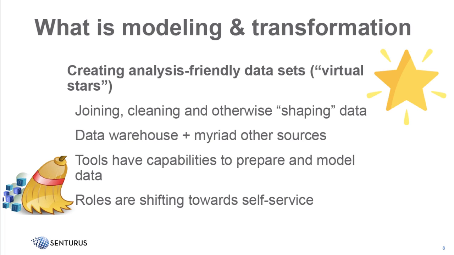So first of all, what is modeling and transformation? In a nutshell, it's creating analysis-friendly data sets, or even more simply, virtual stars. You have your measures, your KPIs, whatever you want to call them, and the supporting dimensions that provide the context to those. So you have your revenue, your profit, those are all the numbers that you're going to roll up and aggregate, and then you have things like your products and your customers or your vendors and your time dimension, and those are the things that you slice and dice with and create your hierarchies and do all that sort of stuff.